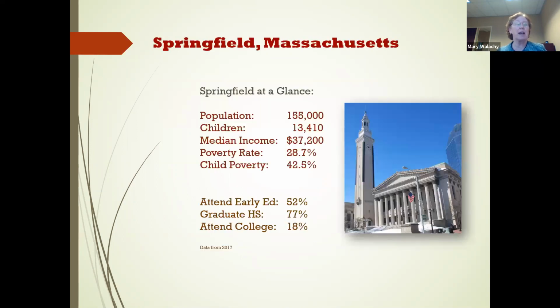I just wanted to give, again, we fund in other communities, but Springfield is the topic of our Educare project, so I just shared this slide with you to give you some demographics about Springfield.